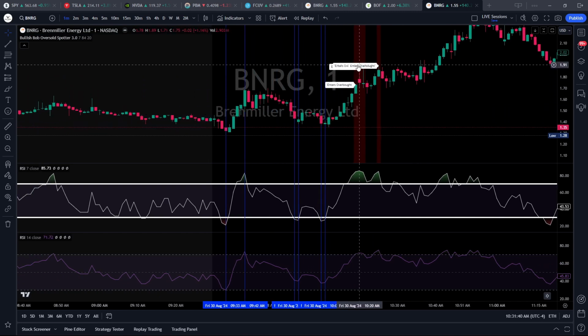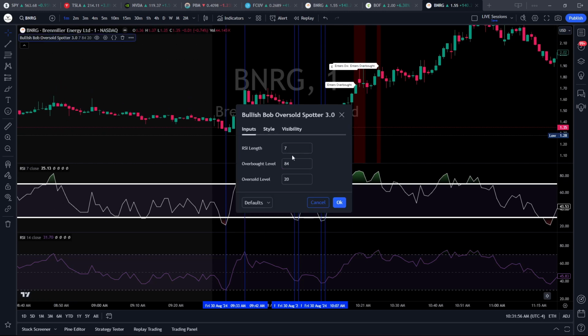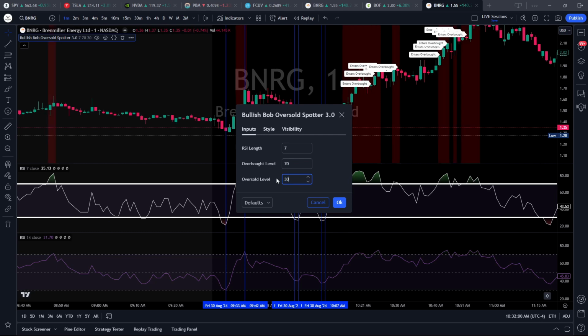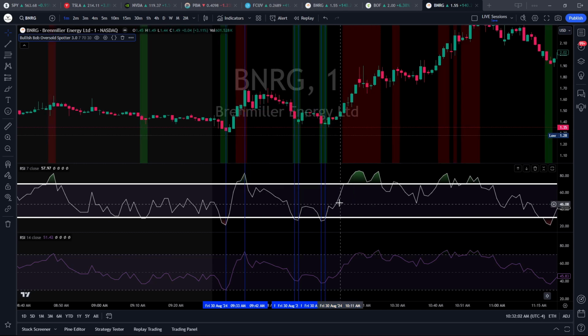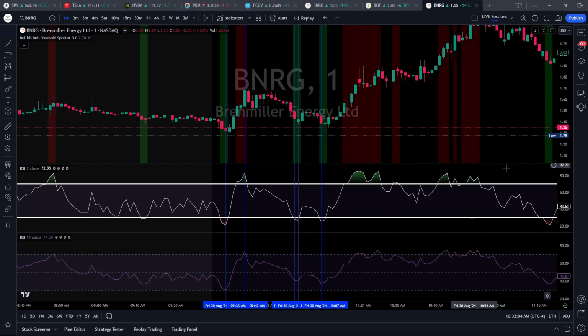So this was supposed to be showing us signals here, but it's not. Why is it not giving us signals? The reason it's not giving us signals is because, again, it's set to 84 and 20. So not the 70 line and the 30 line. It's set to extreme values only. You can adjust this by coming into the inputs. We can go to 70 and 30. I'll hit OK. And what you're going to see is now it's giving you those signals.